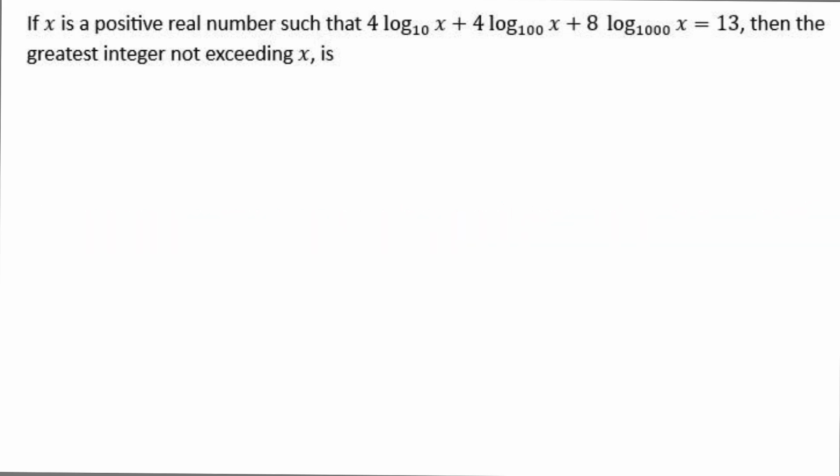So x is a positive real number such that 4 log x to the base 10 plus 4 log x to the base 100 plus 8 log x to the base 1000 is 13. Then the greatest integer not exceeding x is?